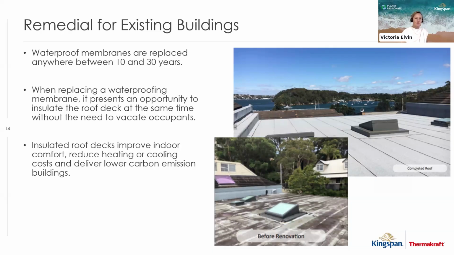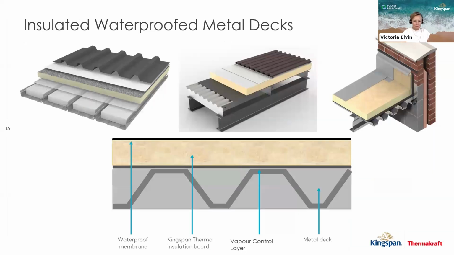So when replacing the waterproof membrane, it presents an opportunity to insulate the roof deck at the same time, without the need to vacate the occupants or pull that system apart. It provides indoor comfort, it reduces heating or cooling, and it can deliver lower carbon emission buildings. Very simple to do without disturbing occupants on that front.